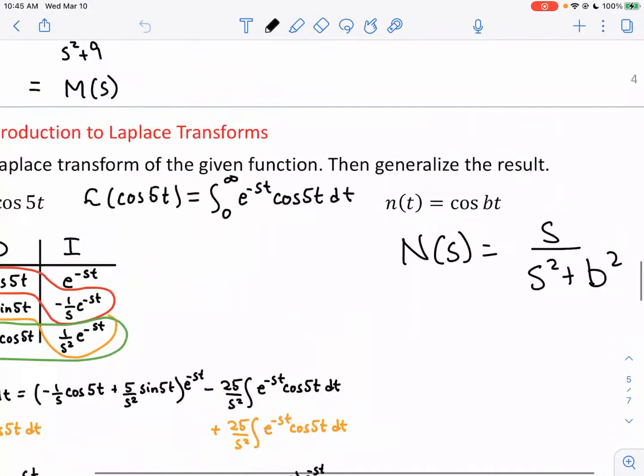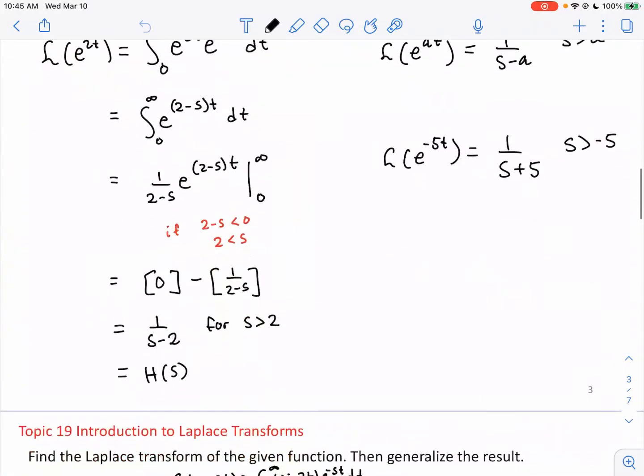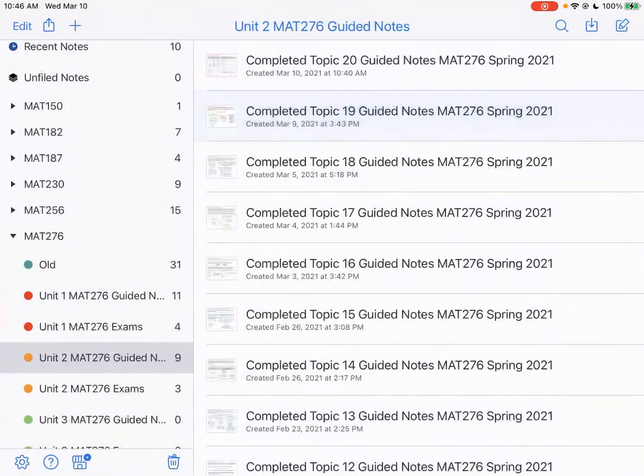And back to our notes to find the page where we did e to the at. There it is. It was on page 3. And we found that the Laplace transform of e to the at was 1 over s minus a, but s had to be larger than a for this to be the case. So 1 over s minus a, s had to be larger than a.